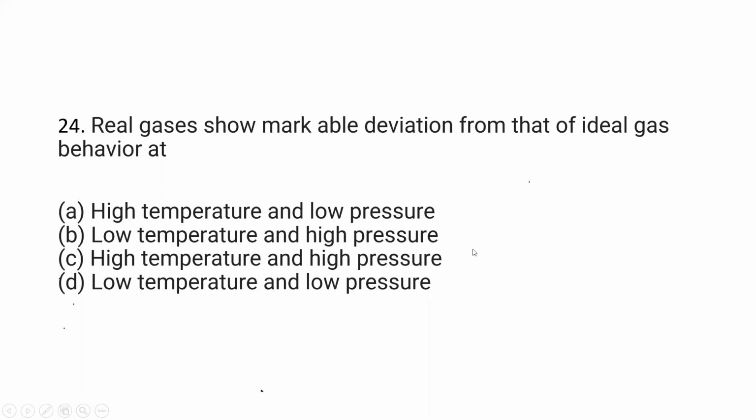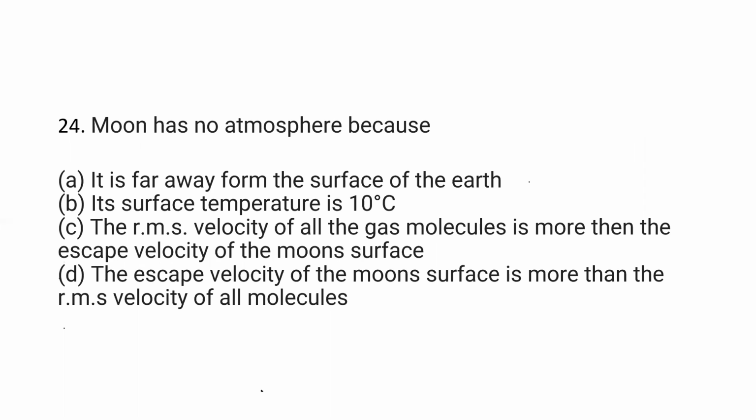Next question. Real gases show marked deviation from ideal gas behavior at. So what is the main difference between a real gas and an ideal gas? The options are high temperature and low pressure, low temperature and high pressure, high temperature and high pressure, and low temperature and low pressure. The marked difference is at low temperature and high pressure. Option B is the right option here.